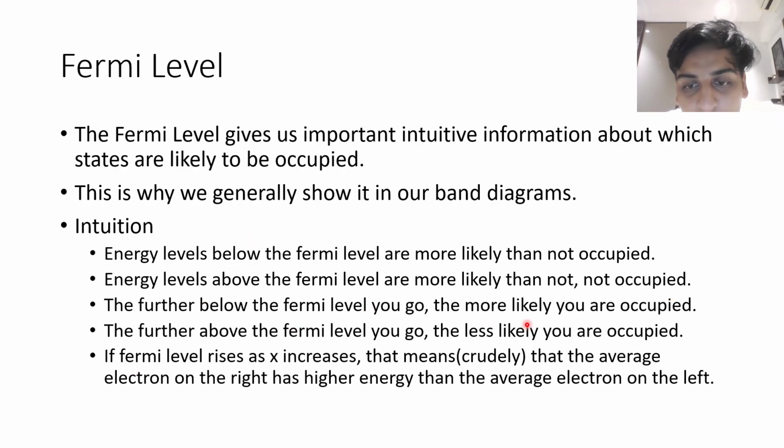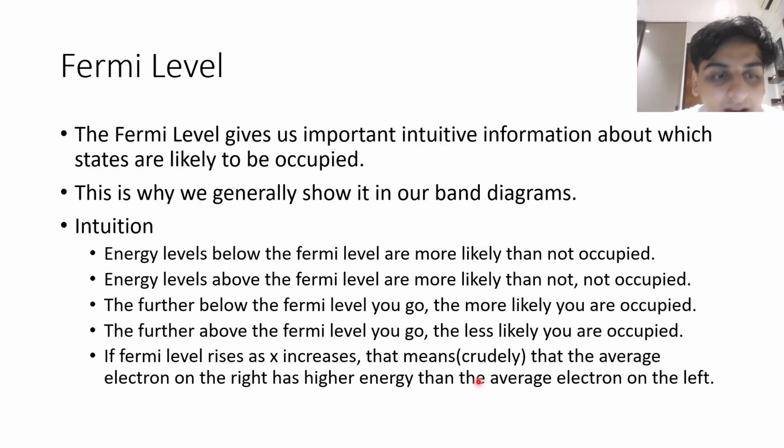The further below the Fermi level you go, the more likely you are to be occupied. Again, you can go to the expression of occupation probability, and this will be very intuitive, right? The more negative you go in the exponent, the more that probability converges towards 1. And the further above the Fermi level you go, the less likely you are to be occupied. You can even see the graphs on the last slide. At the Fermi level, the occupation probability is 50%. As you go more and more towards the left, your probability tends to 100%. As you go more and more towards the right, your probability tends to 0%.